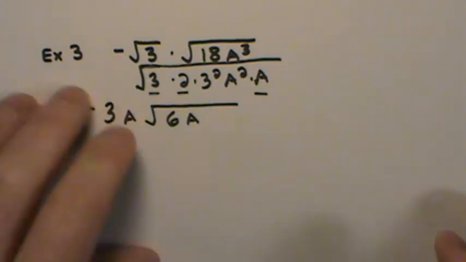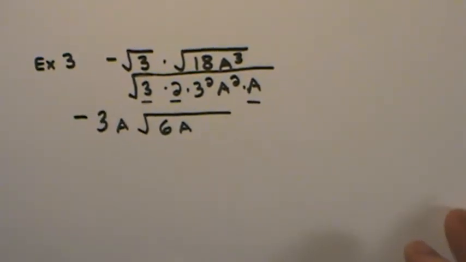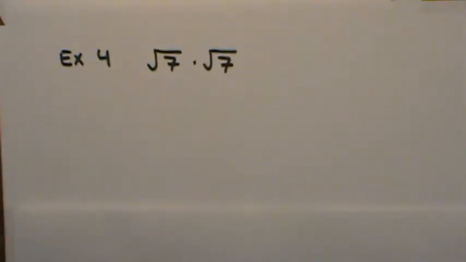So we've got 3 examples there of multiplying radical expressions. And I'm going to do a couple more quick examples. I know the video is going to run a little long today. So let's go to example 4.